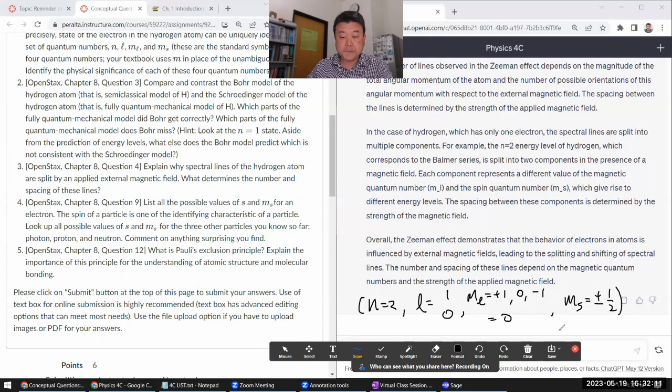So these three states, at least this, this, and this, will have different energy levels under the applied external magnetic field. So you have a minimum of 3 levels. Where they split into two components, then two is too few.